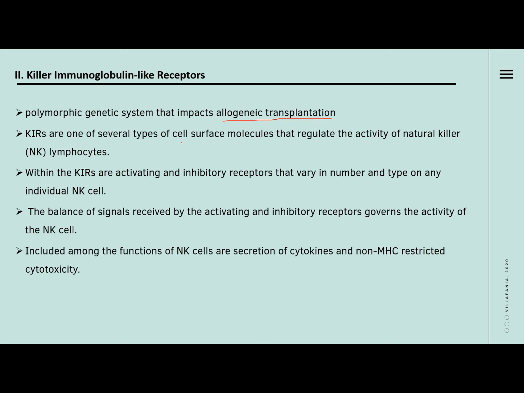Now, yung NK cell nyo, class, they would technically attach to these receptors. So within the KIRs are activating and inhibitory receptors that would vary in number and type on any individual NK cell. The balance of signals received by the activating and inhibitory receptors would govern the activity of the NK cell. Included among the functions of NK cells are secretion of cytokines and non-MHC restricted cytotoxicity.